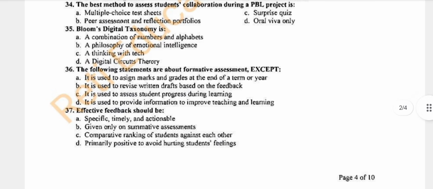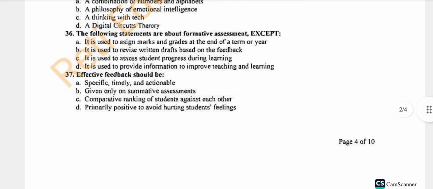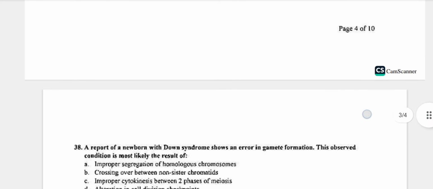Question number 36, the following statements are about formative assessments except, and the correct option is assigning grades at the end. It is used to assign marks and grades at the end of a term or a year. A option is correct. Question number 37, effective feedback should be specific, timely, and actionable. A option is correct here.